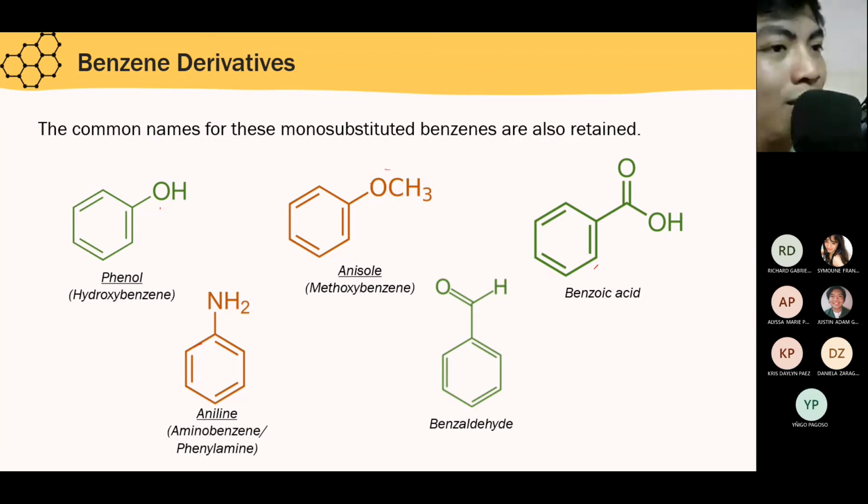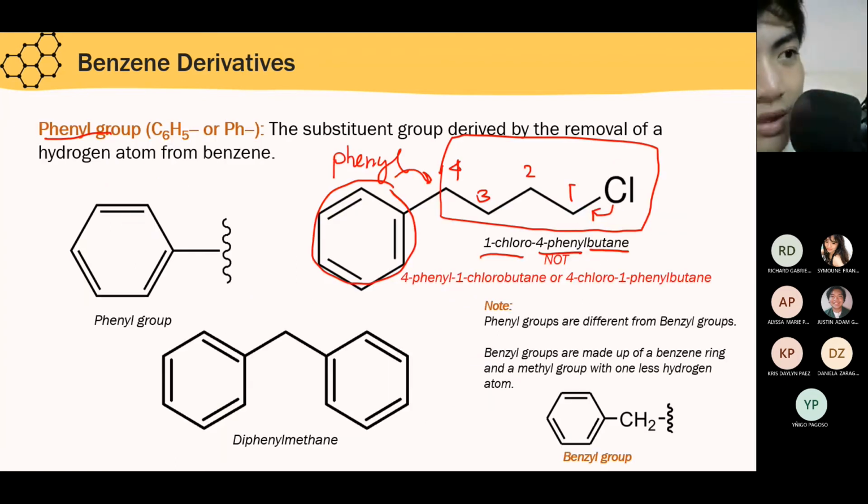Memorize them. If hindi ganyan yung itsura ng inyong benzene ring, then you can call it a phenyl. Phenyl na lang siya. Kunwari, this does not resemble any of what we had earlier, so you will call the benzene as phenyl. Hindi na siya yung parent pag ganun. So, phenyl tawag mo dyan.